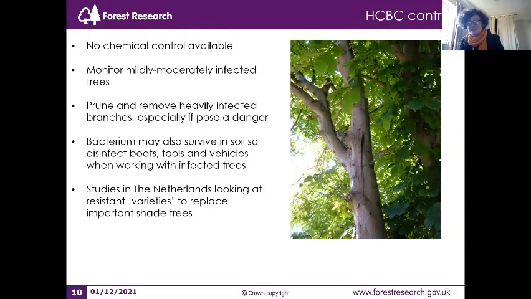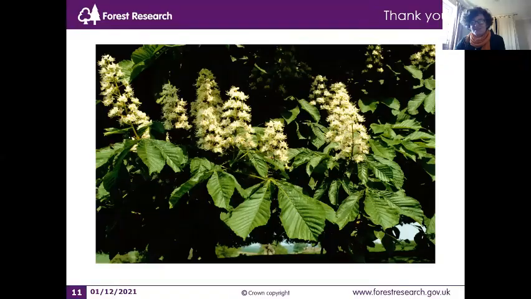And finally, some good news: I've been communicating with some researchers in the Netherlands who have trials going, looking at resistant varieties of horse chestnut trees to replace these very important shade trees. It's so important that we retain shade trees in our towns and cities, particularly with climate change. Anyway, with that, I'd like to say thank you.